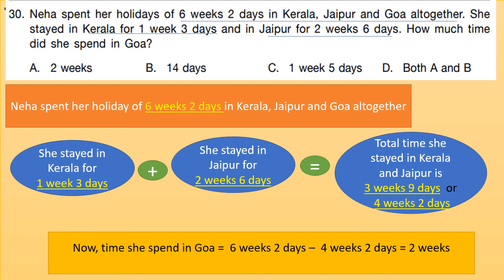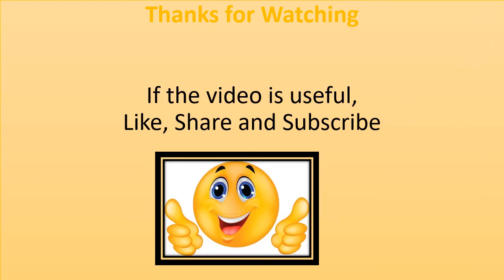So total time she stayed in Kerala and Jaipur is 3 weeks, 9 days, or 4 weeks, 2 days. Now time she spent in Goa will be 6 weeks, 2 days minus 4 weeks, 2 days, which is equal to 2 weeks.